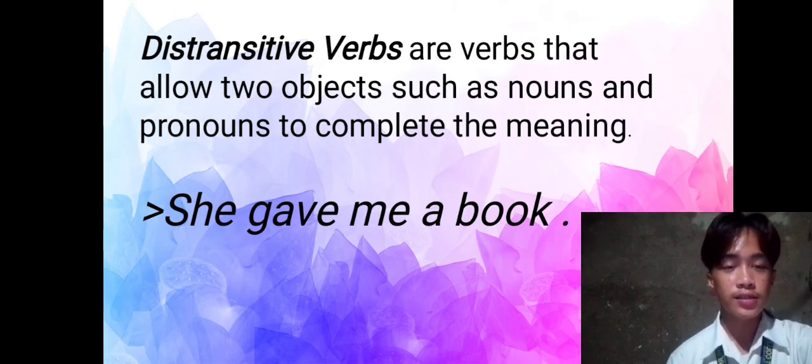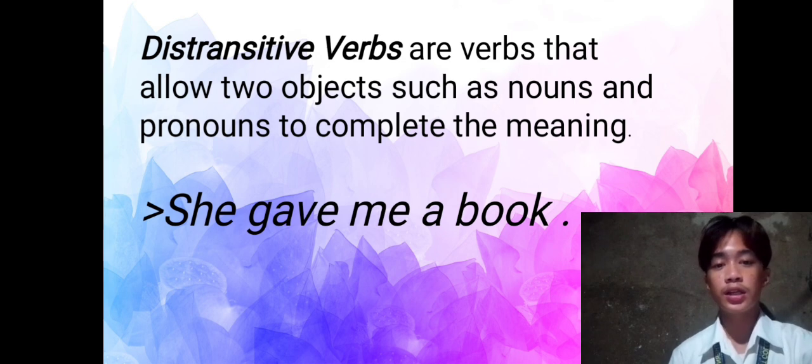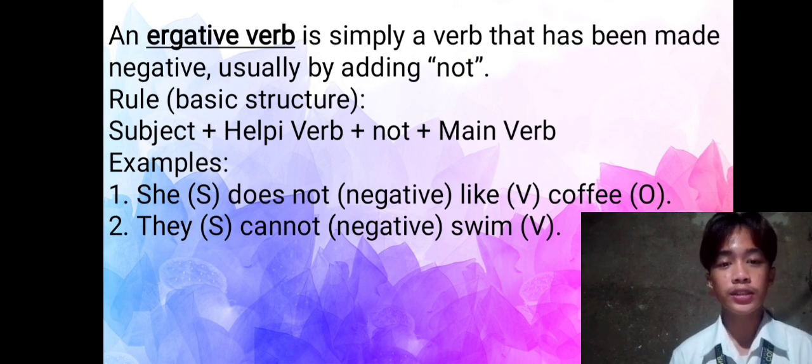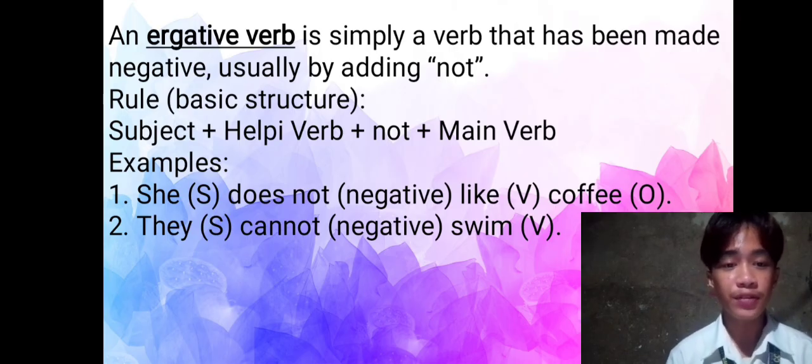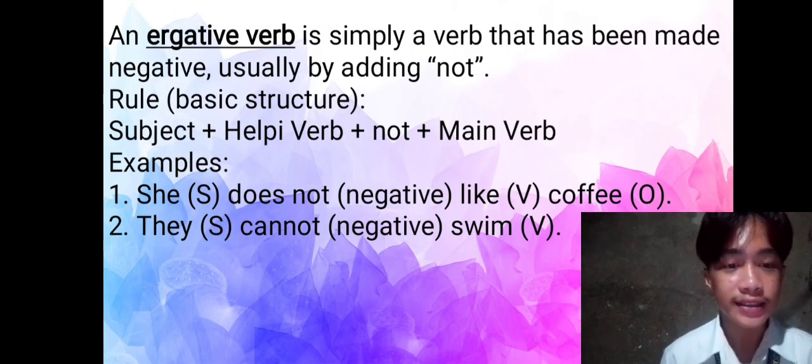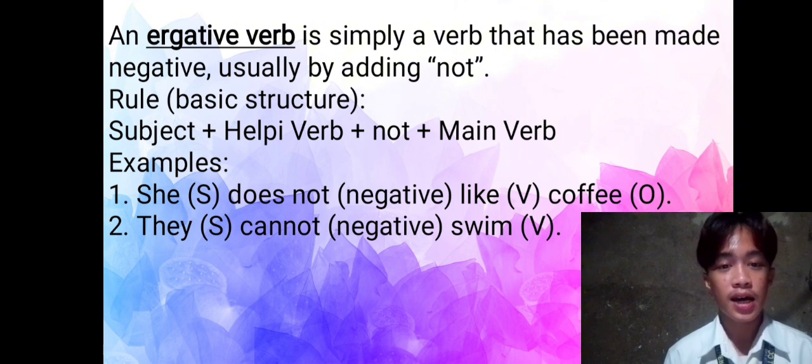So next, let's proceed into ergative verb. So ergative verb is simply a verb that has been made negative, usually by adding not. So this is the basic structure of the ergative verb. First we have the subject plus helping verb plus not plus main verb. So we are going to add not here because that is a negative.